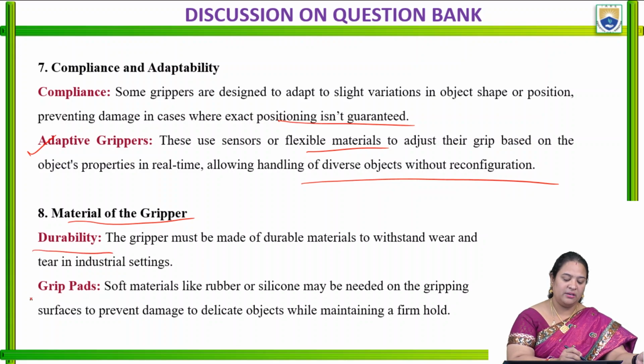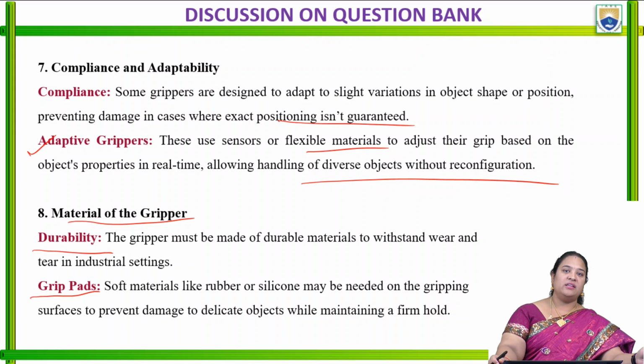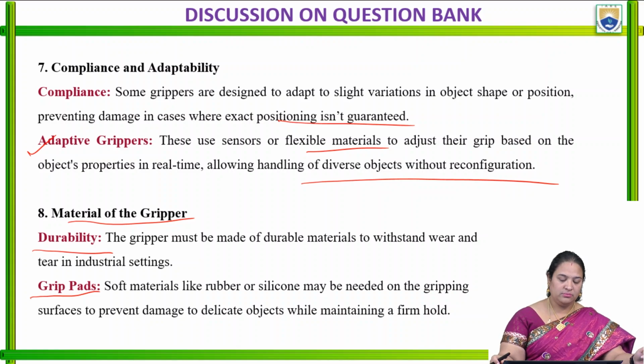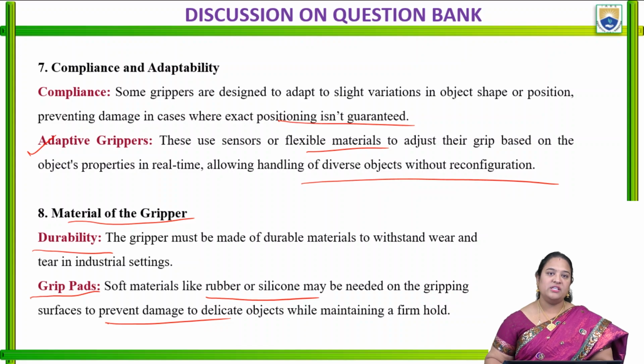Next is the material of the gripper. It may be a durable material or it may be a gripper pad type of material. When we are using a durable material, the wear and tear will be more, right? The gripper must be made of durable material to withstand the wear and tear in industrial settings. That is very important, right? When we come across the gripper pads, soft materials, generally rubber or silicone, will be used for handling in order to prevent damage to the object. So in this way, we need to select the material of the gripper.